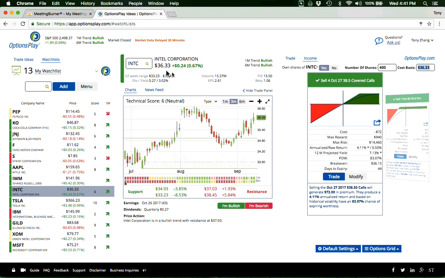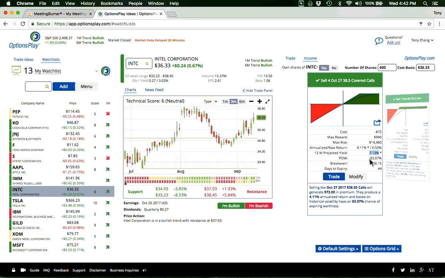So this is telling me based on my settings, if Intel was trading at 36.33 right now, it's telling me to sell the October 27th 38.5 covered calls. So that's the call that's roughly $2 out of the money. It gives me an annualized return of about 4%. Now this is a stock that currently pays a 3% dividend. So that means that I'm getting 3% by holding onto the stock, but if I add this covered call to my trade, now I'm getting a total 12-month yield of about 7%. So 3% on the dividend, 4% on the covered call, that gives me a total yield of 7%.